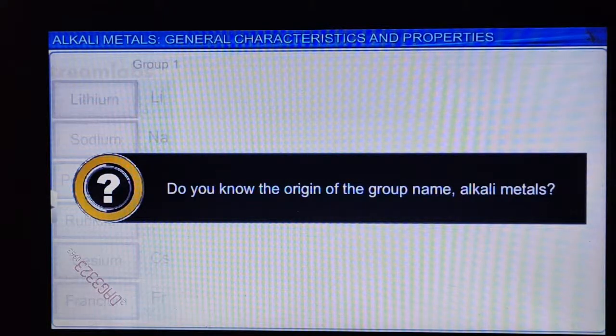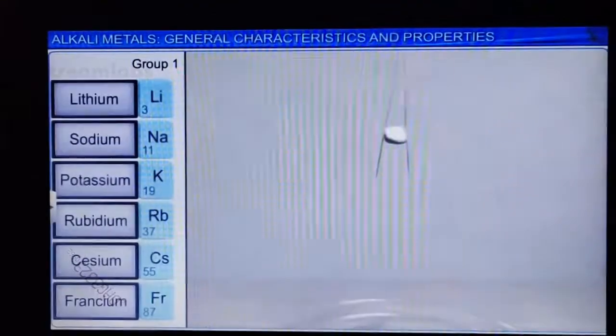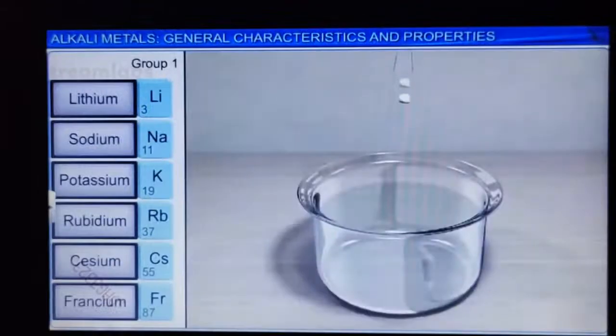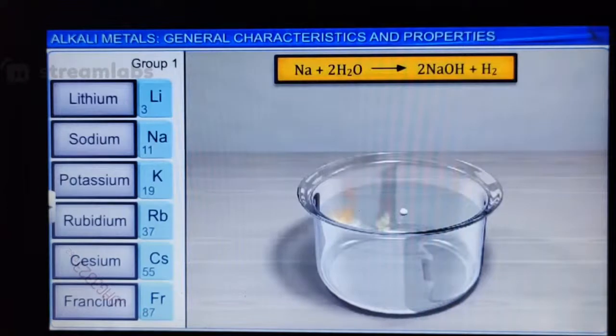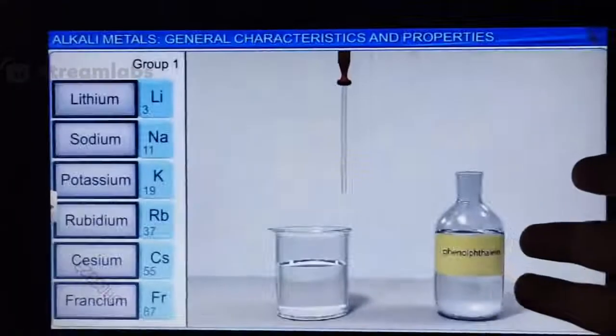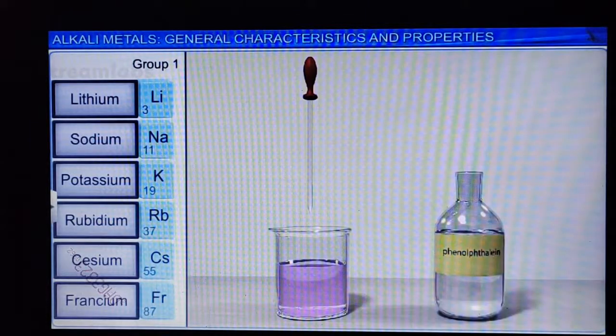Now, the name alkali metals, why? Because once you put them in water, they produce hydroxides, which are obviously soluble alkalis, and that is why they are called alkali metals. We had discussed this, and if you test it, it will turn phenolphthalein pink, which proves that they are highly basic in nature.